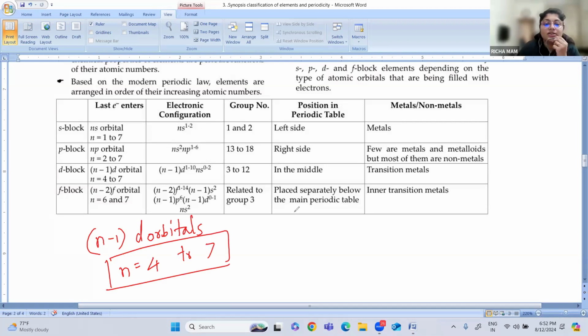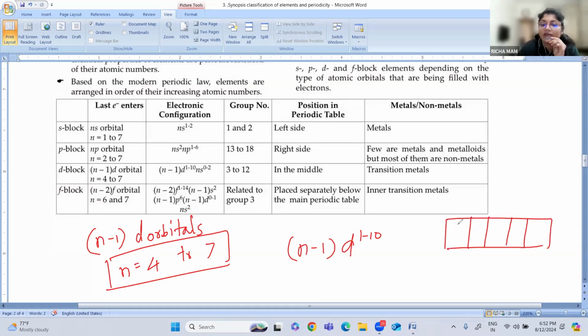Now what is the electronic configuration? It is (n minus 1) d 1 to 10. How many maximum electrons can be filled in the d orbitals? They are 10, right? Ten electrons can be filled in your d orbitals. So it is (n minus 1) d 1 to 10, and ns 0 to 2. So this is the electronic configuration.